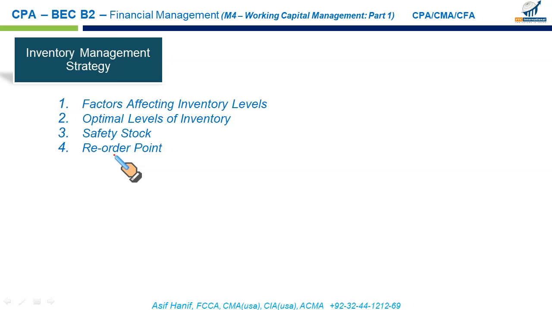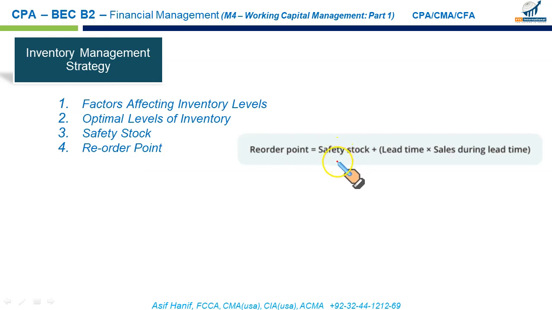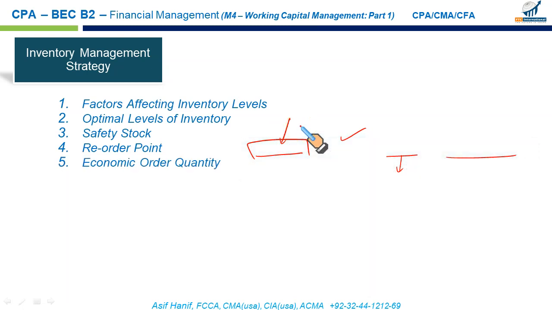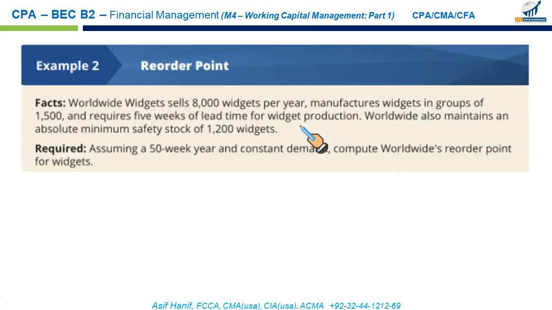At what level should we place the order? For this, we have an interesting formula. Safety stock, like we should always have a certain level of stock with us. Lead time, the time it takes to receive the goods from our vendor, and sales during the lead time period. This will help us determine a point called the reorder point. This is the point where we should place the order. So let's do a question explaining the idea in the next slide.